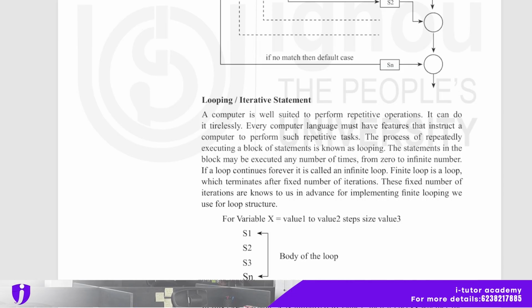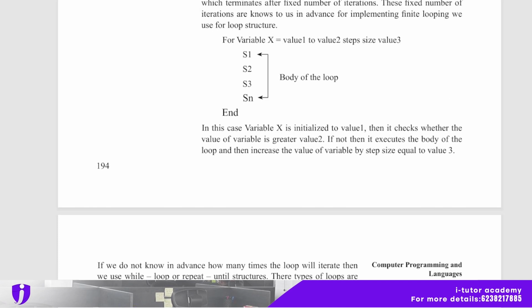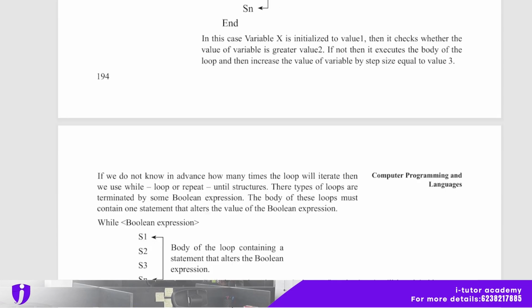For implementing finite looping, we use the for loop structure. So: for variable x equals value 1 to value 2, step size value 3, S1, S2, S3, Sn, the body of the loop, and end. In this case, the variable x is initialized to value 1. Then it checks whether the value of the variable is greater than value 2, and if not, it executes the body of the loop and then increases the value of the variable by step size equal to value 3.